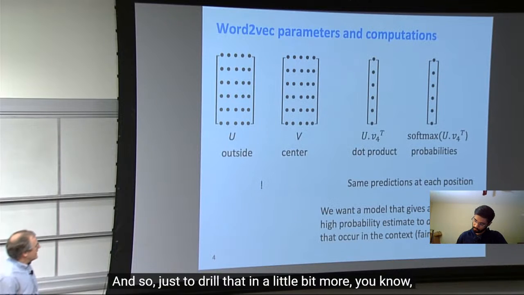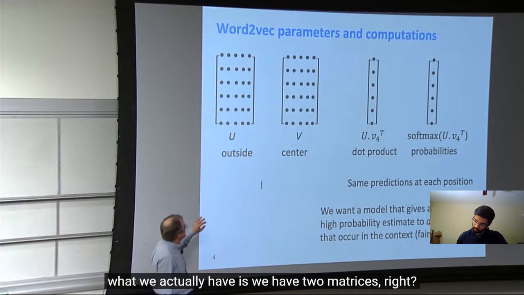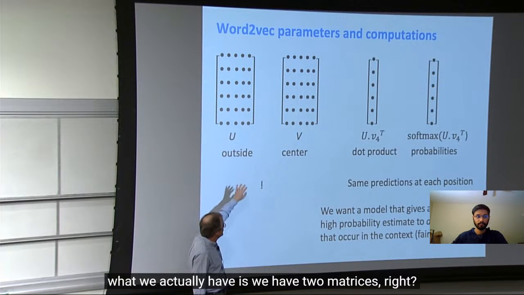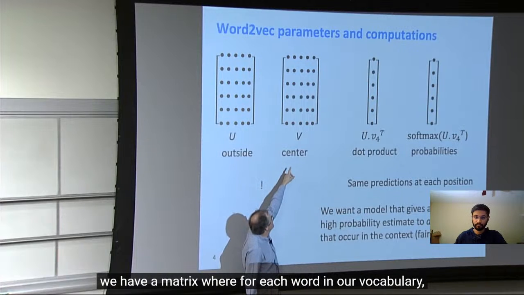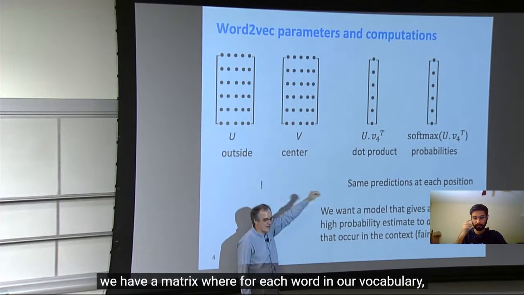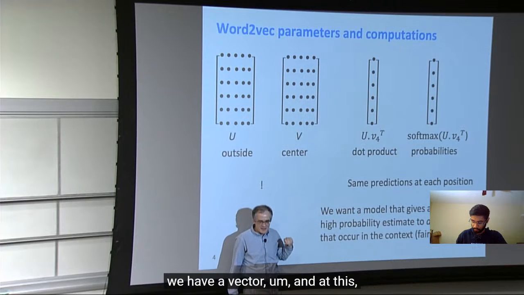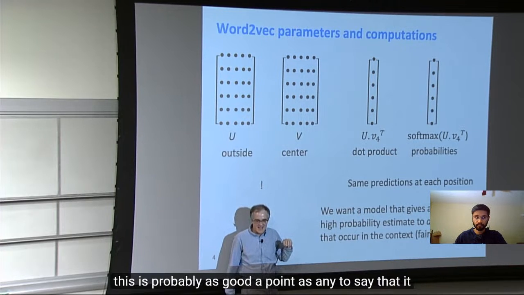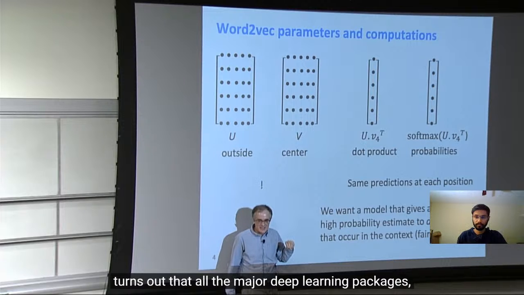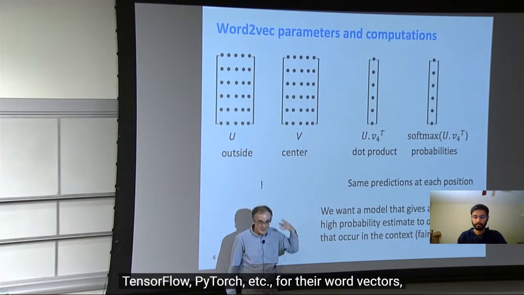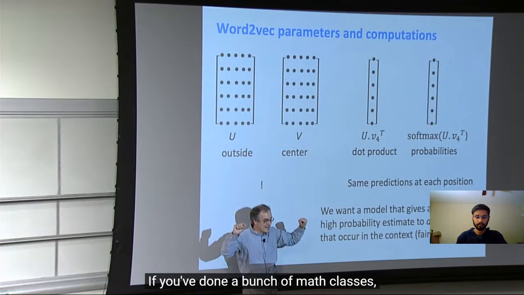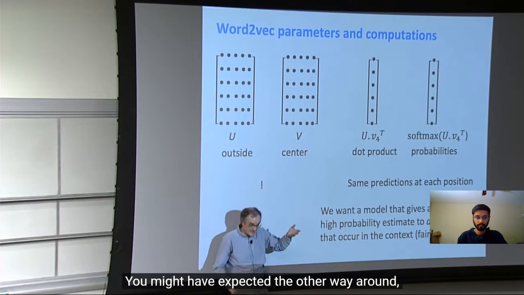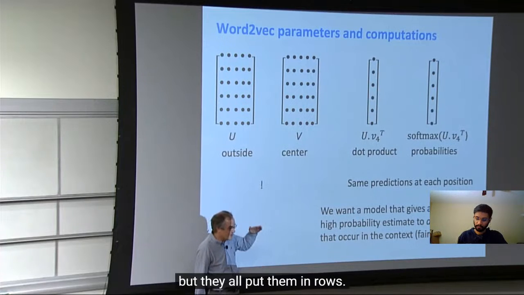And so just to drill that in a little bit more, what we actually have is two matrices, right? For center words, we have a matrix where for each word in our vocabulary, we have a vector. And this is probably as good a point as any to say that it turns out that all the major deep learning packages, TensorFlow, PyTorch, etc., represent their word vectors as rows. If you've done a bunch of math classes, that might not be what you would expect. You might have expected the other way around, but they all put them in rows.